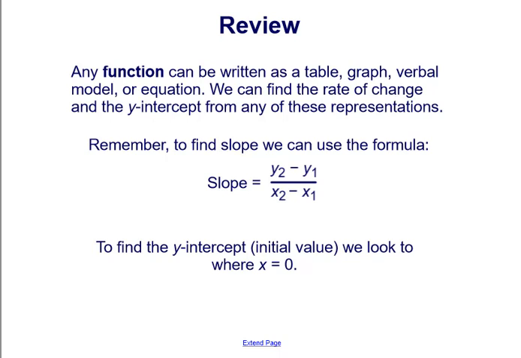Remember, to find the slope, we can use the slope formula. If you're given 2 points with the ordered pairs x1, y1, and x2, y2, the slope formula would be y2 minus y1 over x2 minus x1. And to find the y-intercept, or sometimes referred to as the initial value, we look to where x equals 0.